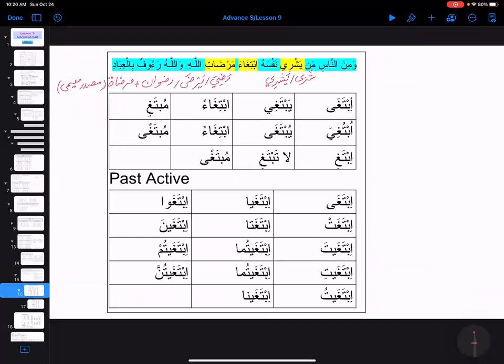Okay, then we have a beautiful ayah from Quran Pak. It says, "Wa minan nasi man yashri nafsahu ibtigha'a mardatillah, wallahu ra'ufun bil 'ibad." And that is Surat Baqarah, I believe. Baqarah or Al Imran? I think Surah Baqarah.